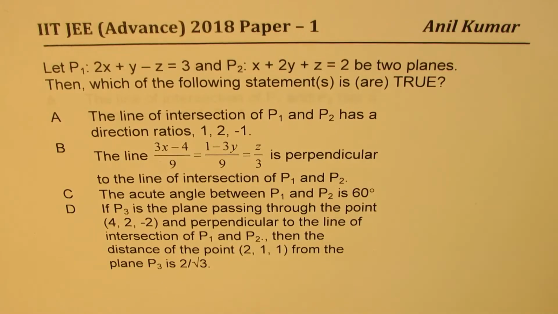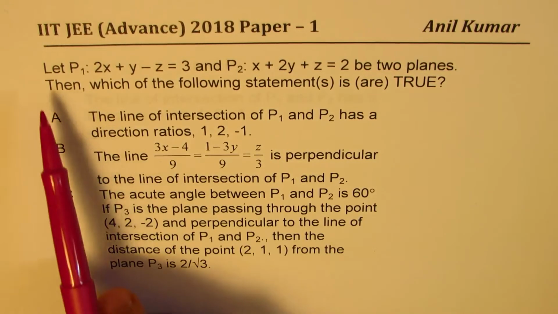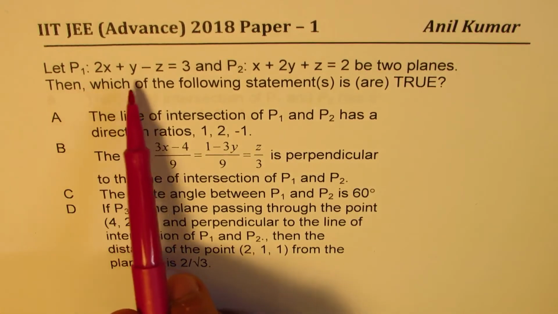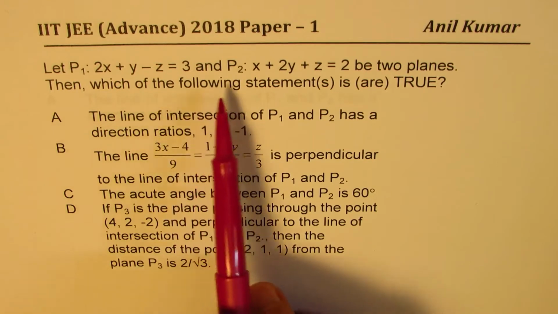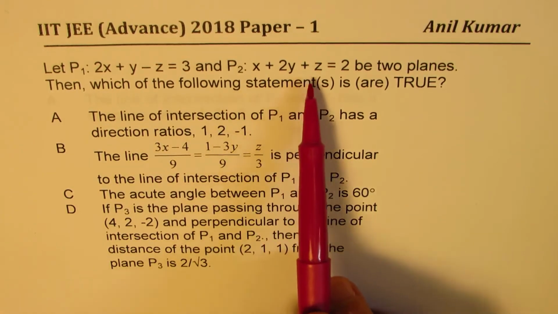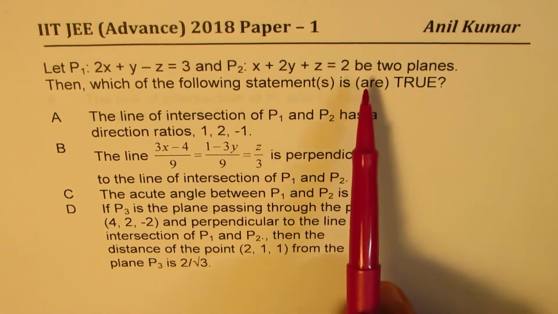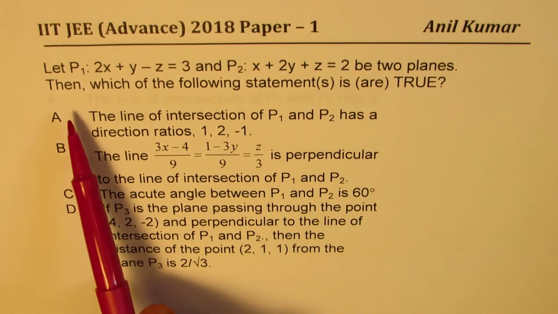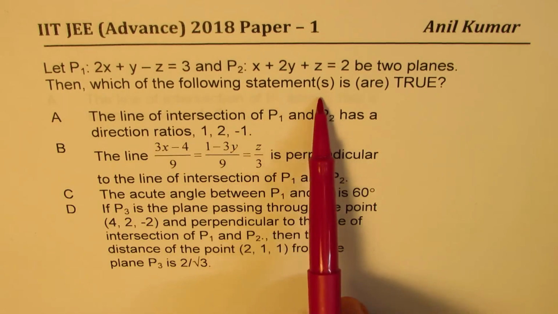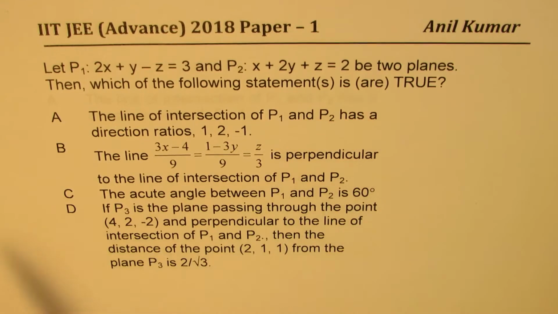Here is a question on vectors from last year's test paper, 2018 that is. We'll see how to solve this particular question. The question here is, let P1 be 2x plus y minus z equals 3, and P2 be x plus 2y plus z equals 2, be two planes. Then, which of the following statements is true?